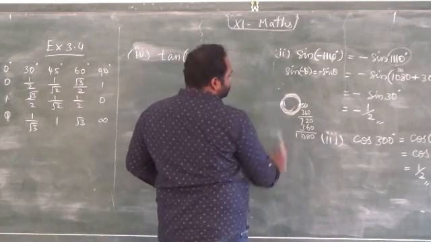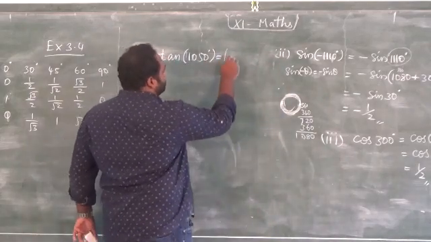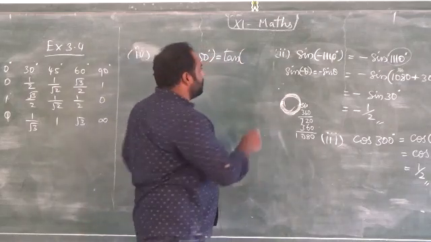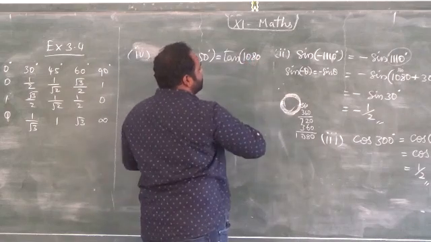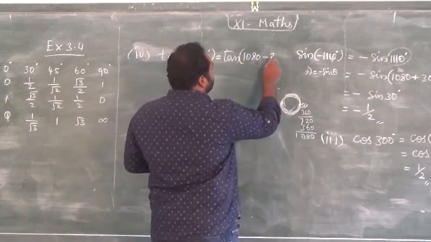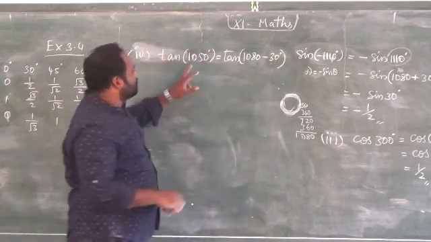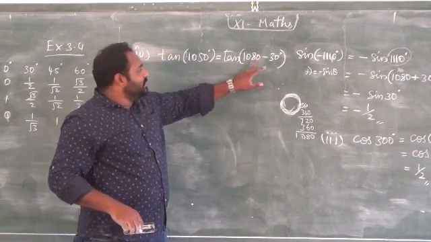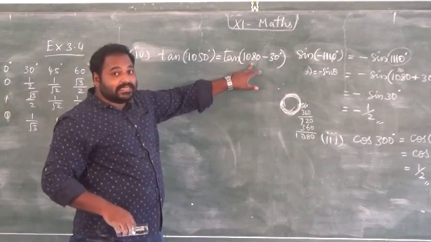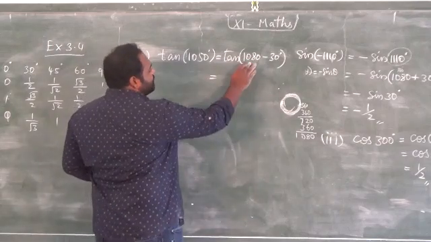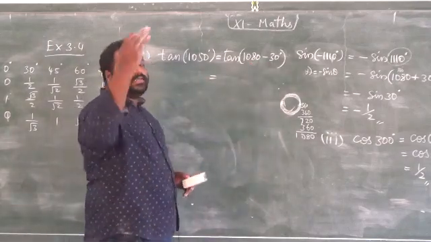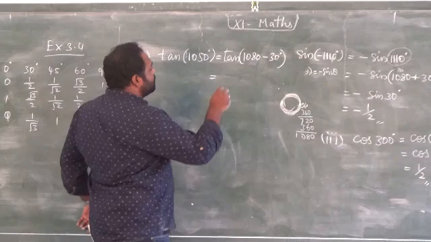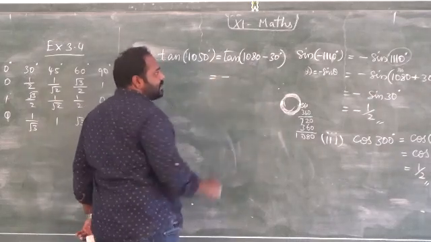1050 degree can be split as 3 times rotation, 1080, minus 30, isn't it? So 1050 can be written as 1080 minus 30. This 1080 is also considered as 360. Now 360 minus 30 will be in which quadrant? Fourth quadrant. 360 minus means it is the fourth quadrant. So in the fourth quadrant, tan is negative.